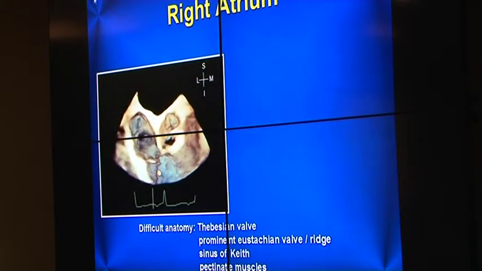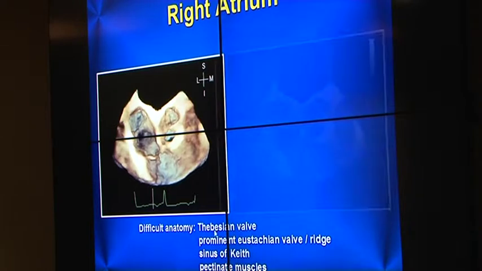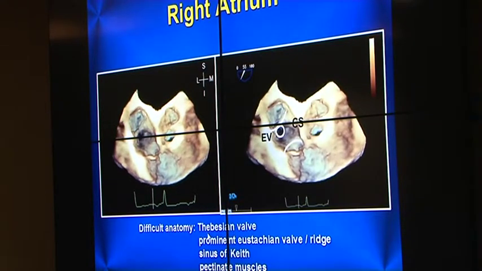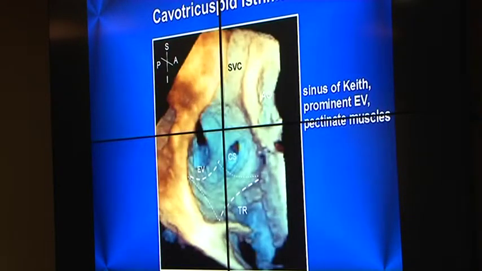There are sometimes difficult anatomies. First, when the orifice of the coronary sinus is covered by a Thebesian valve and they can't introduce the pacemaker lead, or if the Eustachian valve or ridge is quite prominent, that might cause problems during interventions. And sometimes there is a pouch beneath the Eustachian valve, which is called the sinus of Keith, and pectinate muscles can encroach on this region. So when they perform ablation techniques, the arrhythmologist may get into trouble with those anatomical variants.